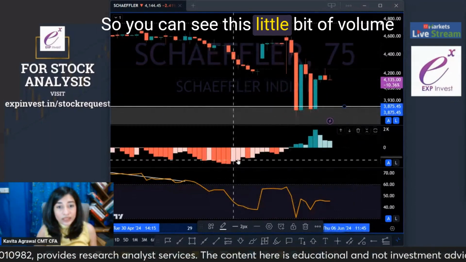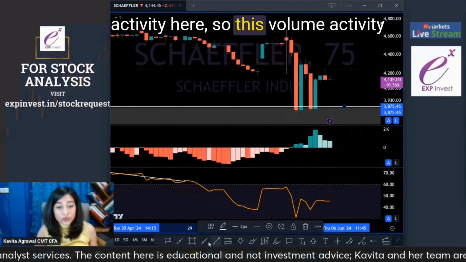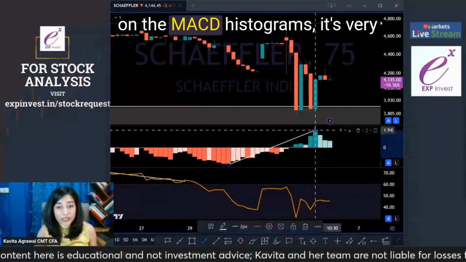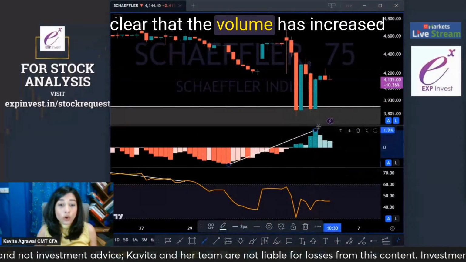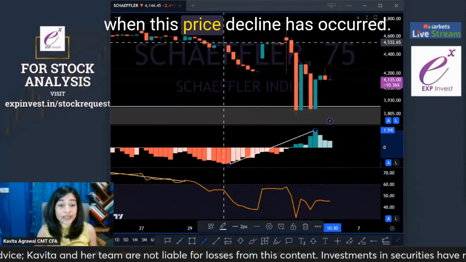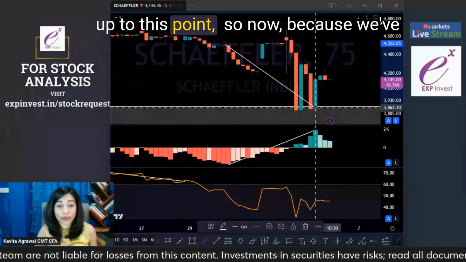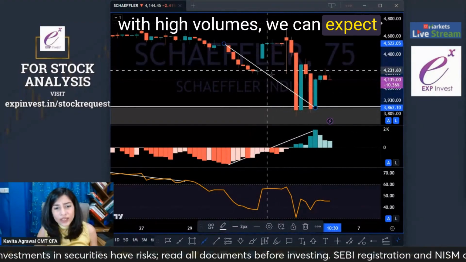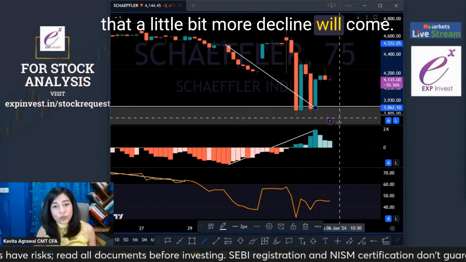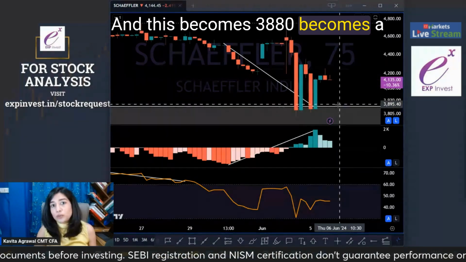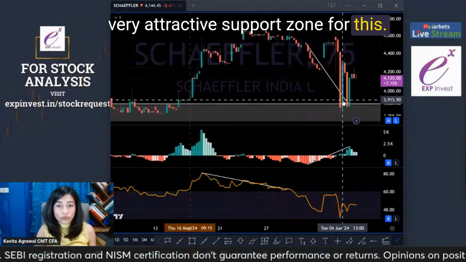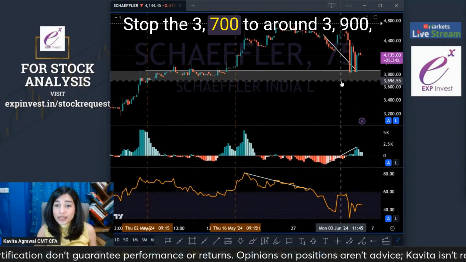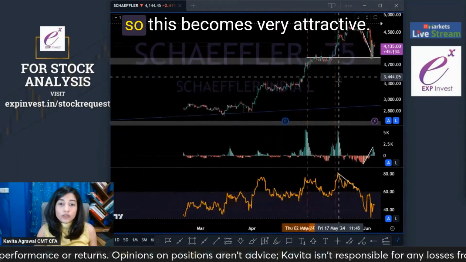So you can see this little bit of volume activity here. On the MACD histograms, it's very clear that the volume has increased when this price decline has occurred up to this point. Because we've seen one price decline with high volumes, we can expect that a little bit more decline will come, and 3880 becomes a very attractive support zone for this stock. The zone is actually 3700 to around 3900. So this becomes very attractive.